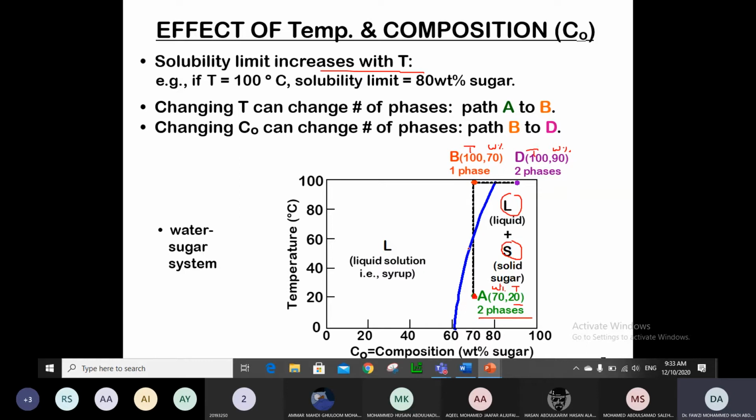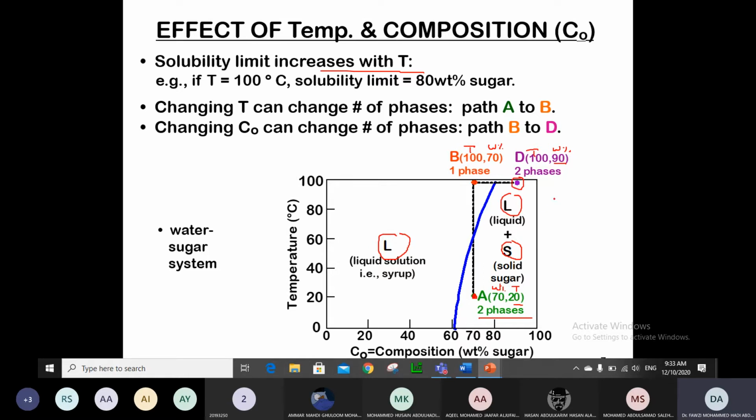Here we had solid and liquid. Now at that point we only have liquid phase, because the solubility actually is a curved line. So the solubility increased by that amount. So all the solid in the material is going to dissolve, and you will have only one phase, which is the liquid. Now if at that temperature you increase the composition and go to 90%, again you are going to fall in the other region with two phases.